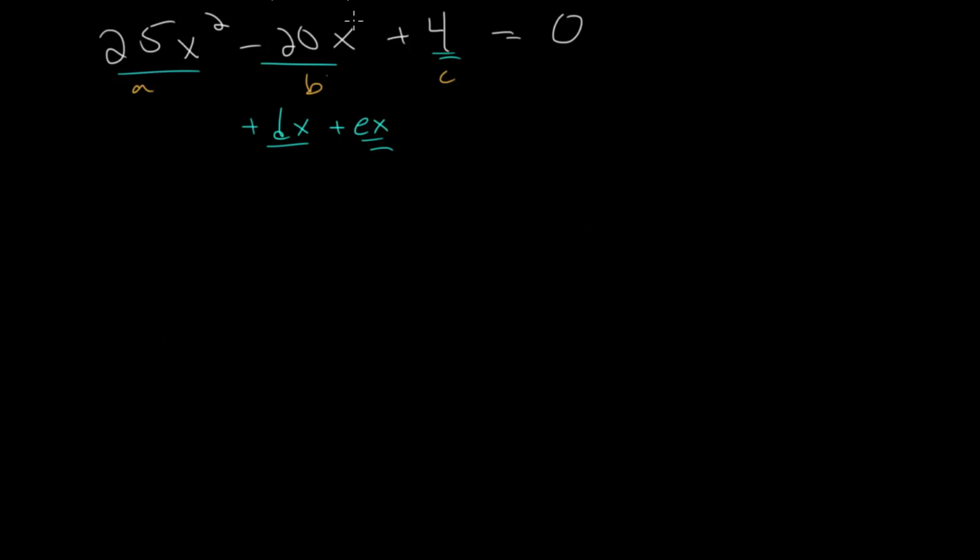We need to break this term up into two different terms. And it can't just be any two terms. It has to follow a specific pattern. For this, I usually draw a cross. We know that they have to recombine to this -20x, so they have to add up to -20. This is the adding part.